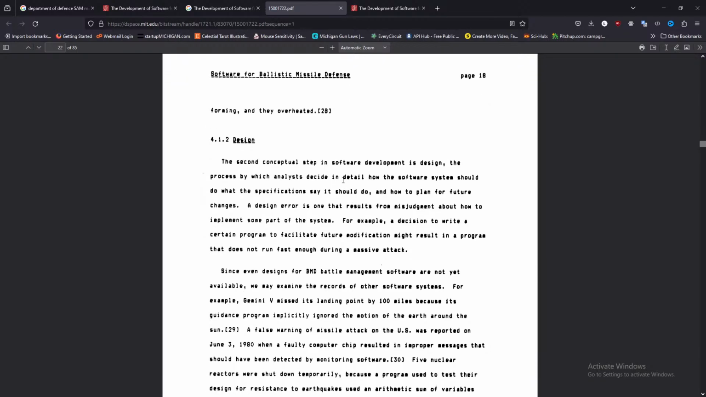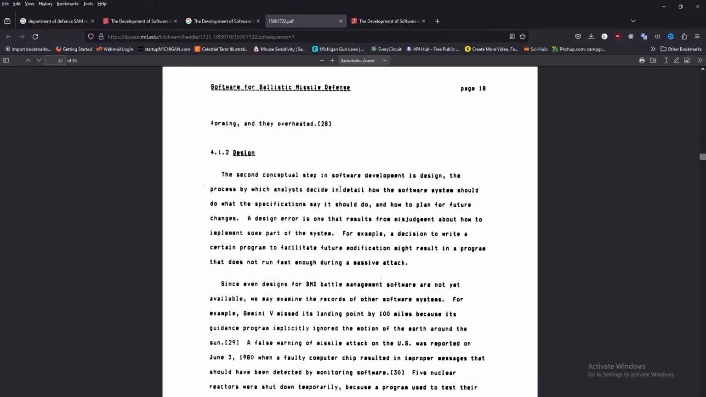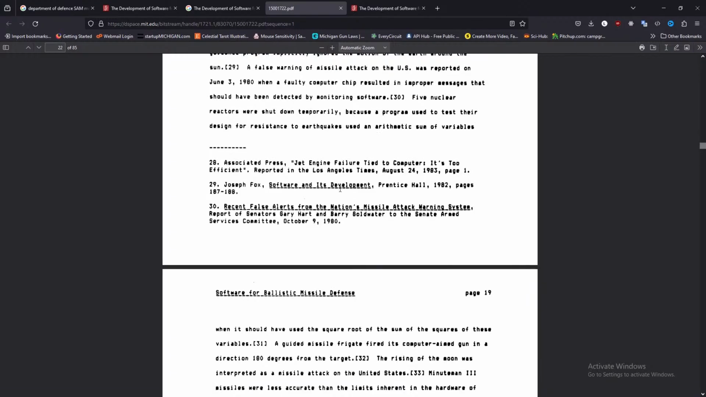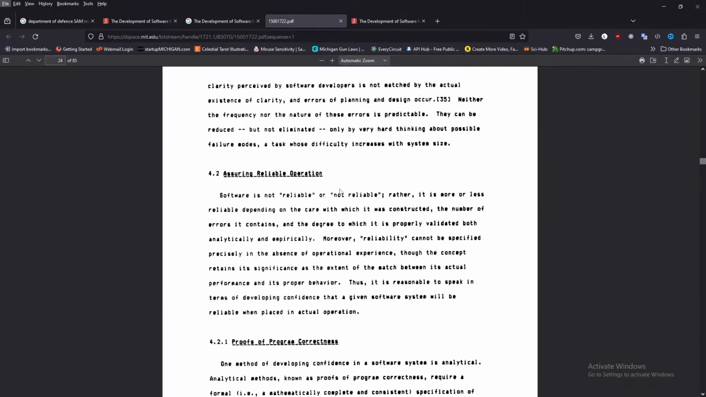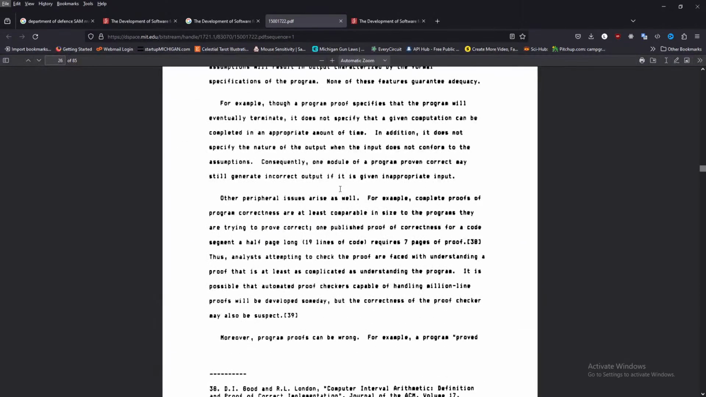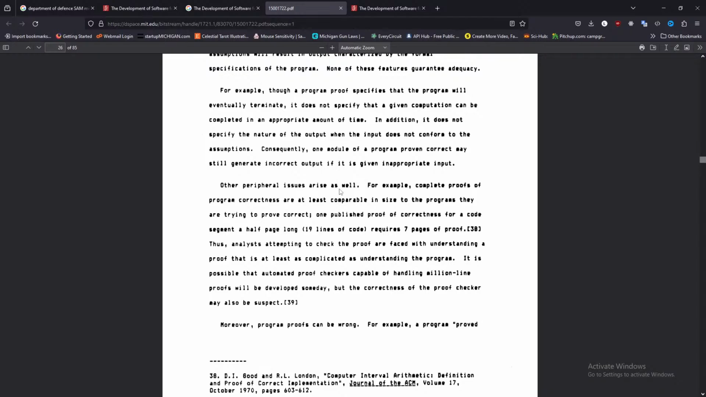Oh wait, this is ballistic missile defense. This is literally what I did. I'm assuming this isn't active. I think I'm ahead of this. When was this released? 1985. Yeah, now we're ahead.